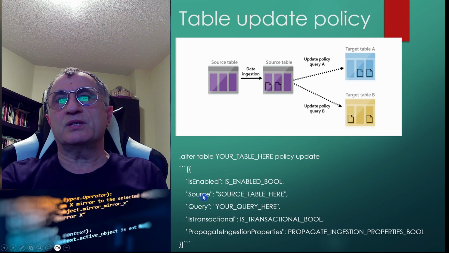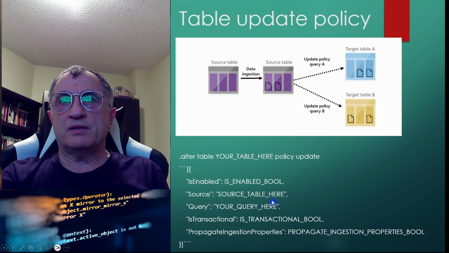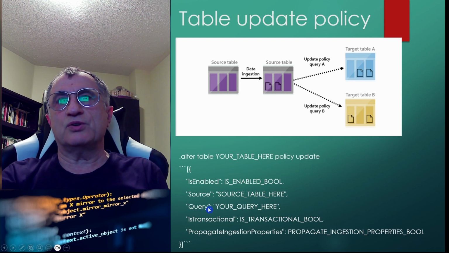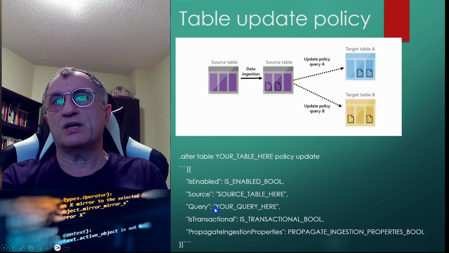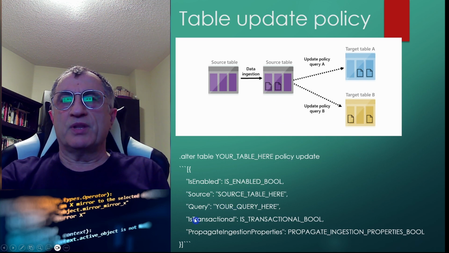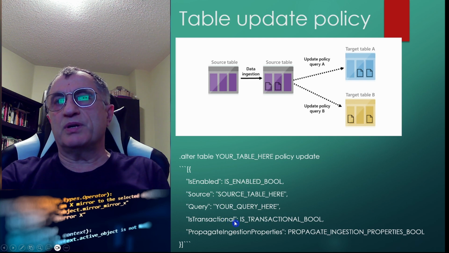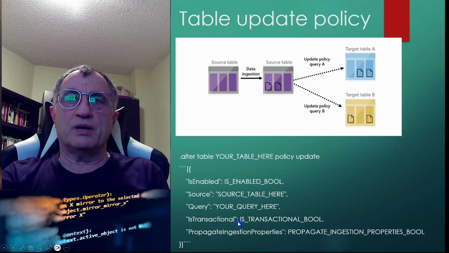Source is a table name which serves as a source. Your target table, and then you can also specify query. This is where you can provide any kind of KQL transformations, and that transformation will be executed anytime your source table is updated. Is transactional property is another important attribute.